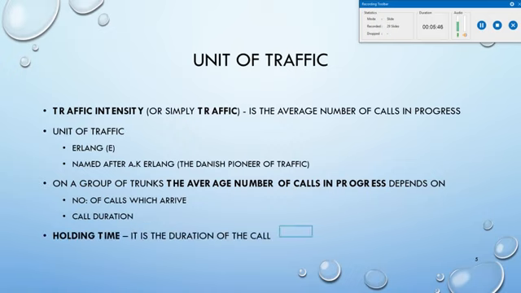Now next, we have something called holding time. It is nothing but the duration of the call. Why is it termed holding time? It is termed holding time because whenever a call is in progress, it holds the trunk or the line. Therefore, it is termed holding time.